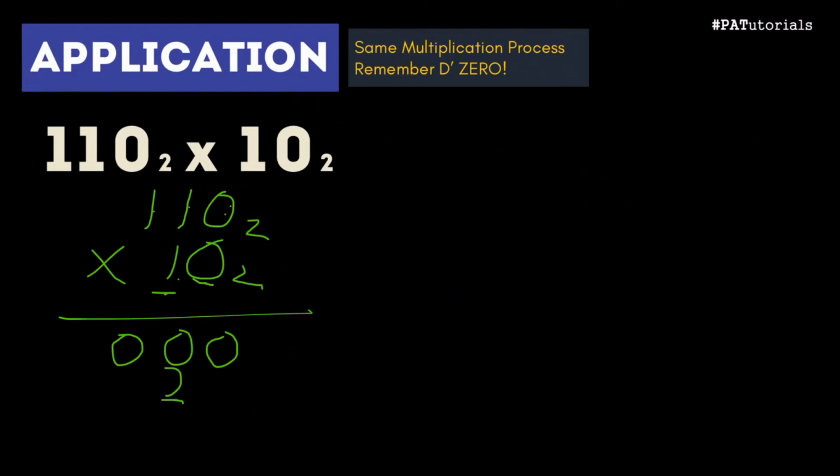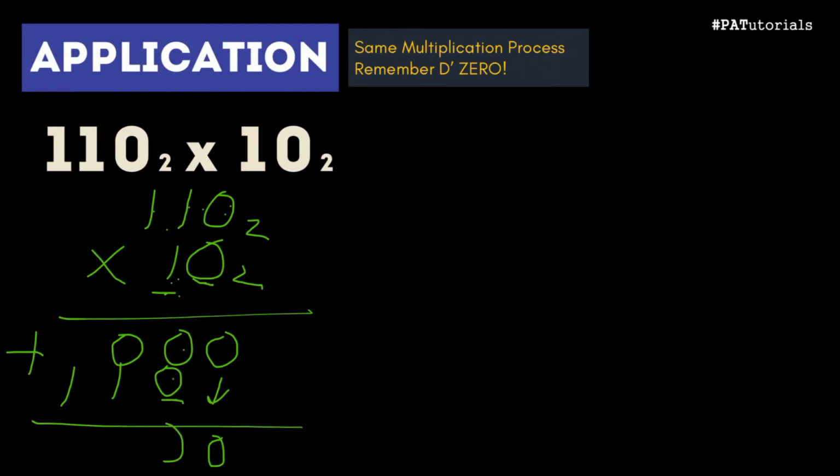That would be 1 times 0 is equal to 0, 1 times 1 is equal to 1, and then 1 times 1 is equal to 1. After nyan, since meron tayong ganito, kailangan natin yan i-add yung numbers. So, that would mean etong 0, bring down lang natin, that would be 0.